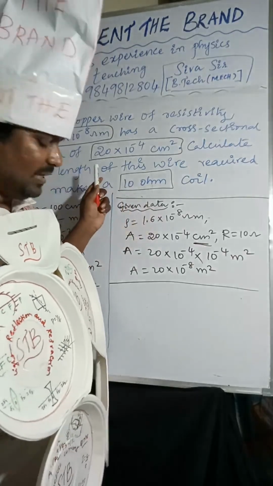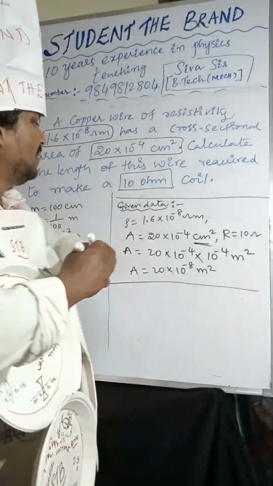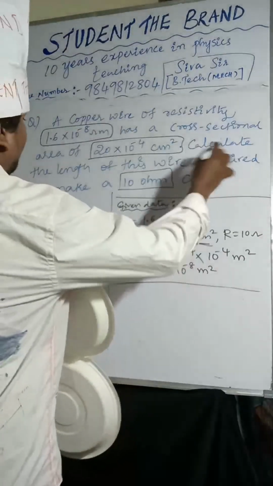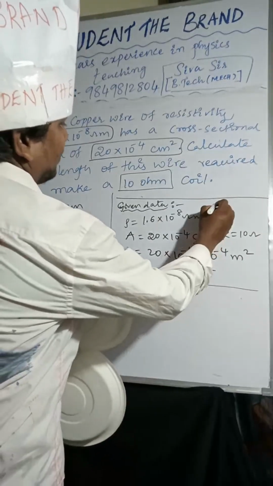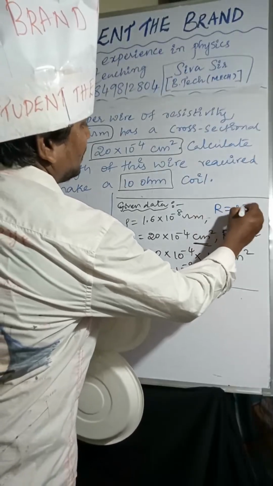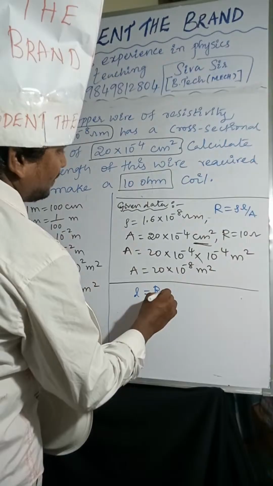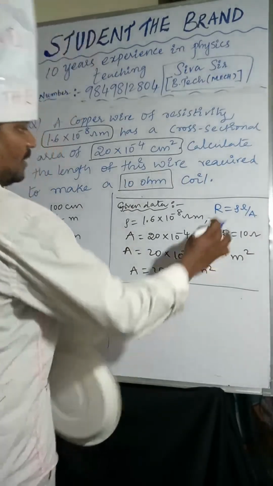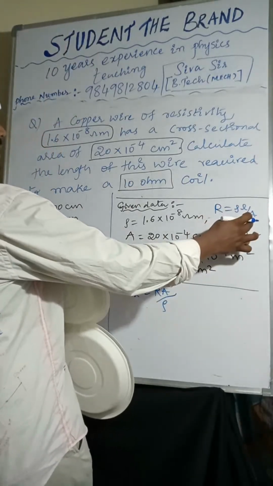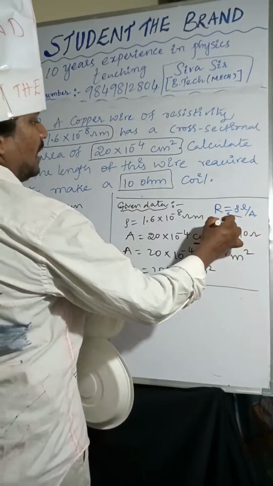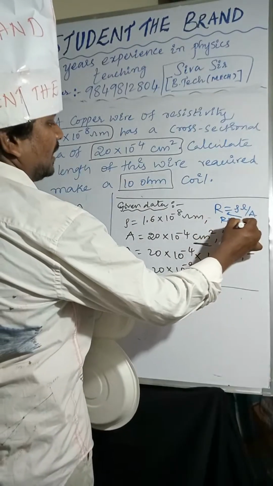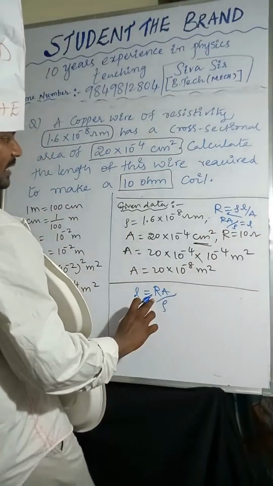So now you can see the formula. They are asking to calculate the length. The normal formula is R equal to rho into L by A. So cross multiply: RA by rho, that is nothing but L. So L equal to RA by rho.